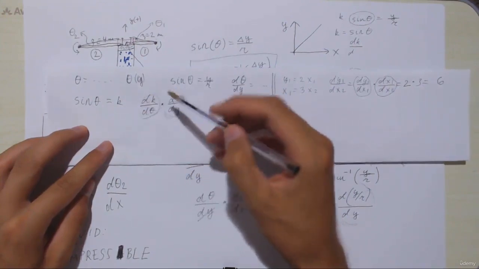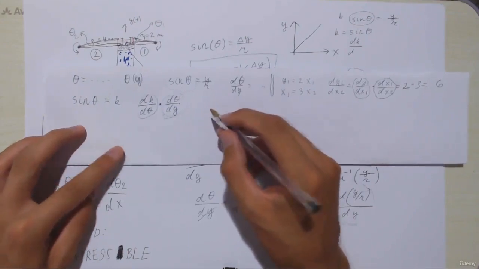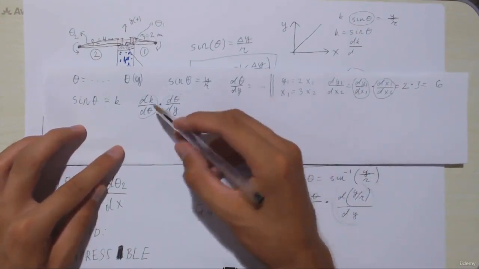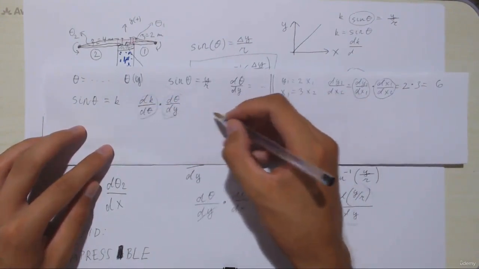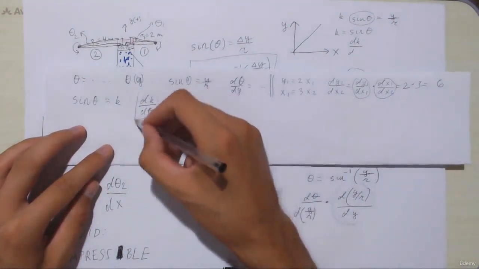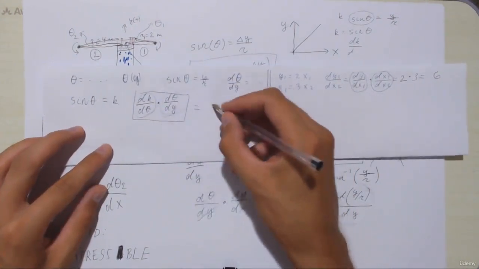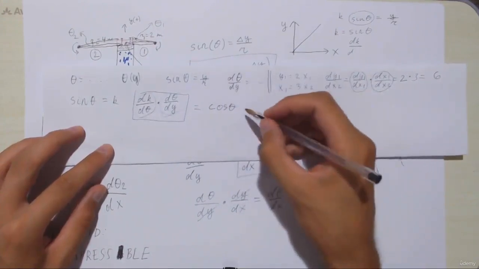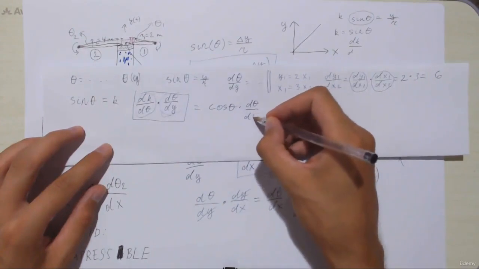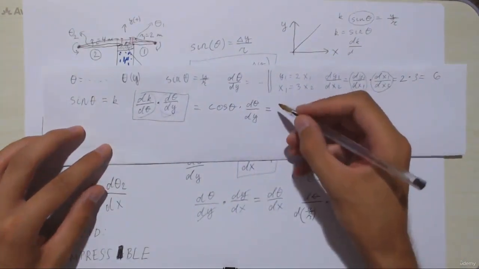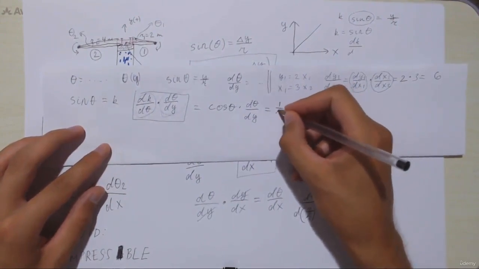What is this? Well, later on we will see, when we learn some of the rules of the derivatives, that if you take a derivative of a sine, you will get a cosine. So in other words, dk d theta would be cosine theta. And then I would multiply it with d theta dy. And that would equal 1 over r.